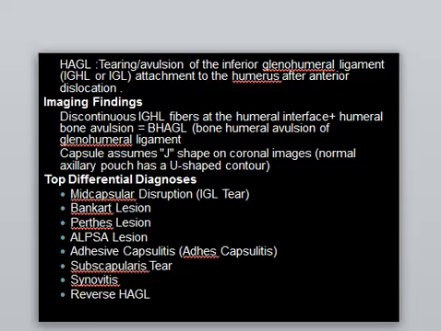HAGL, as we said, if it is involving bone, it is called the bony HAGL, and the top differential is Bankart, because a Bankart lesion is an anterior labral tear, usually occurring with dislocation and subluxation, which commonly, 95%, are anterior.